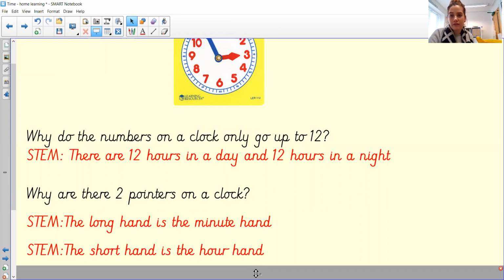Now you're going to have a chance to make your own clocks at the end of this lesson, so you'll have time to explore that, and we'll look at that throughout the week. So don't worry if it's all a little bit overwhelming at this point, but each of these sections is 5 minutes. But we're just going to look today at o'clock.